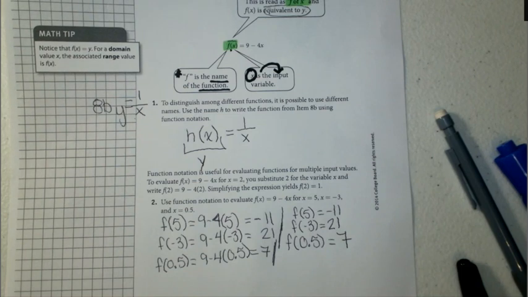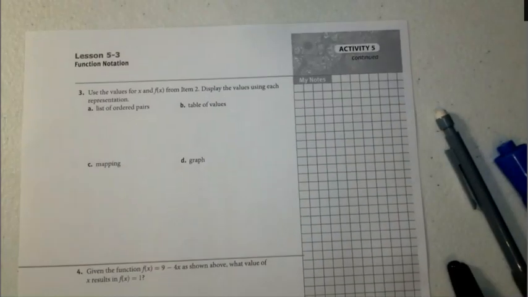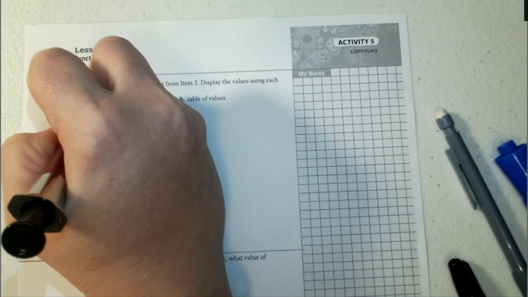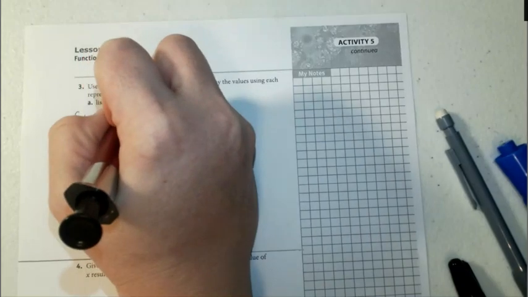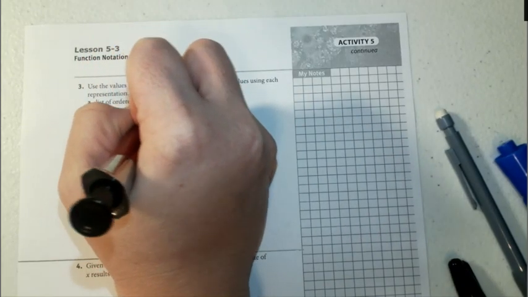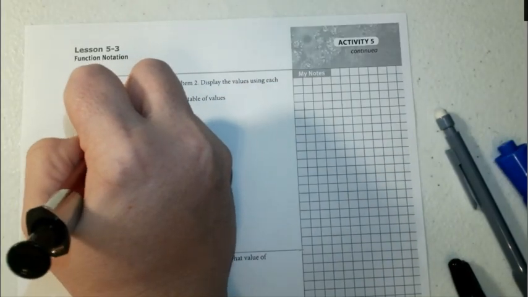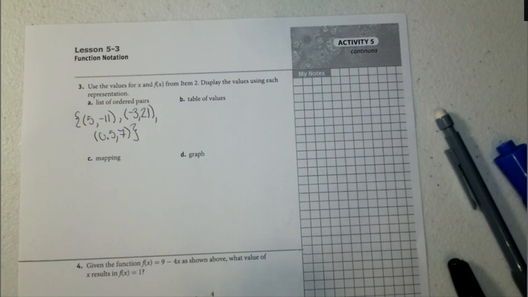On to the top of the next page for number 3. Number 3 says, use the values for x and f of x from item 2 to display the values using each representation. A list of ordered pairs. Okay, well my ordered pairs would be 5, negative 11, input, output. Negative 3, 21, input, output. And the last one is going to be 0.5, 7. And remember, this goes in a set notation, okay?